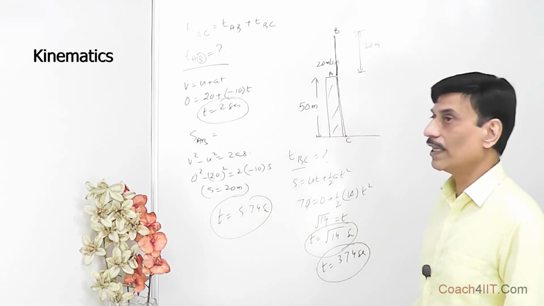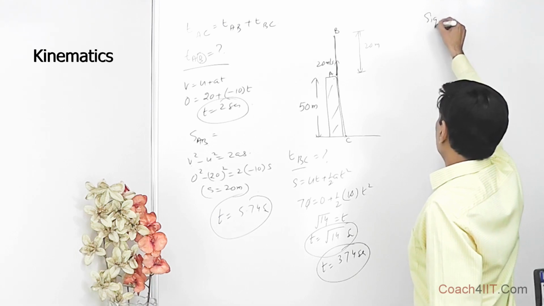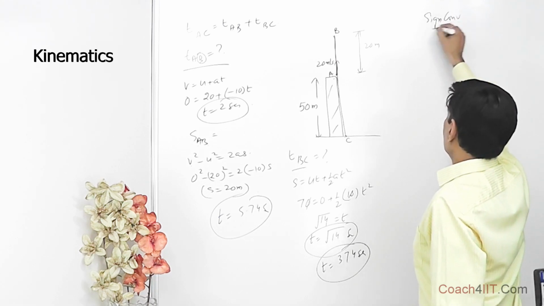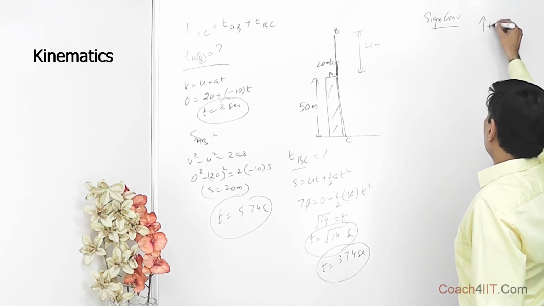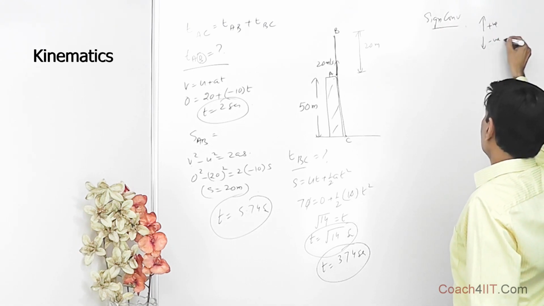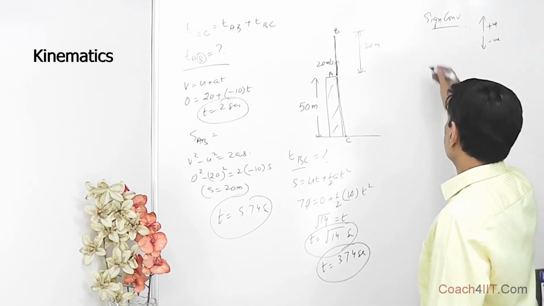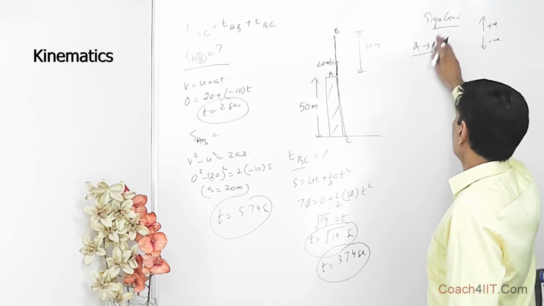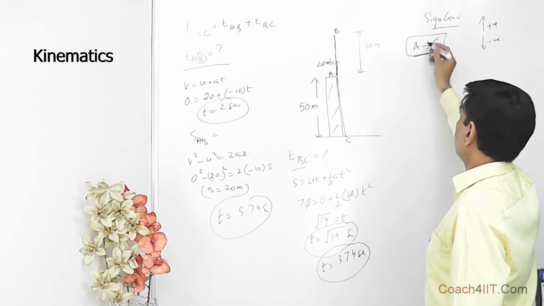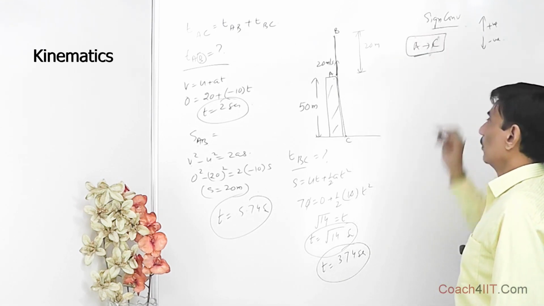Now let's use sign convention. We use sign convention now and see whether our answer comes out to be the same or not. In sign convention, we take the vectors in the upward direction as positive, and in the downward direction as negative. So if we use sign convention, we can directly go from the initial to the final position, that is A to C. This is our initial point of observation, this is the final point of observation.